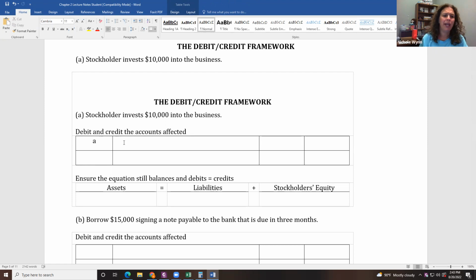This is a journal. And so what we do is we listen carefully. We always list the debit account first. So the debit account goes first. Whatever account gets debited goes first. So for stockholder invests 10,000 in the business, the 2 accounts that we're going to use are going to be cash and common stock.